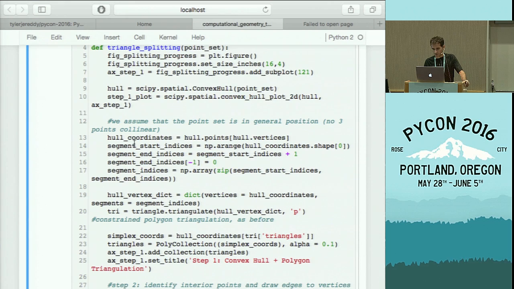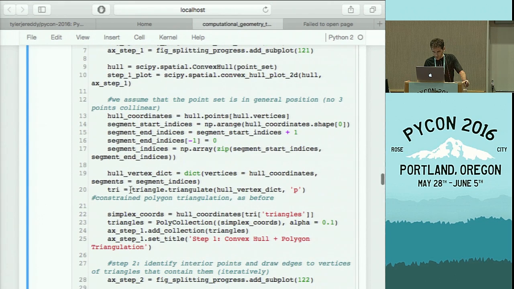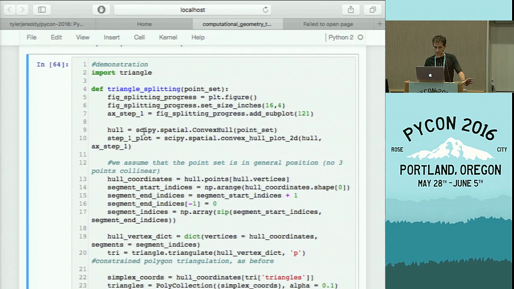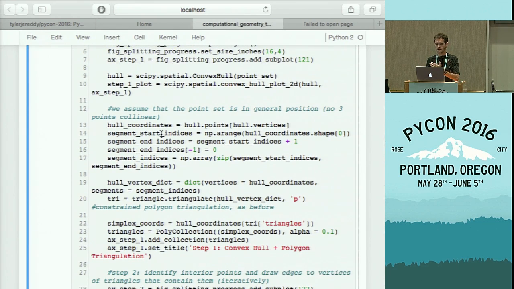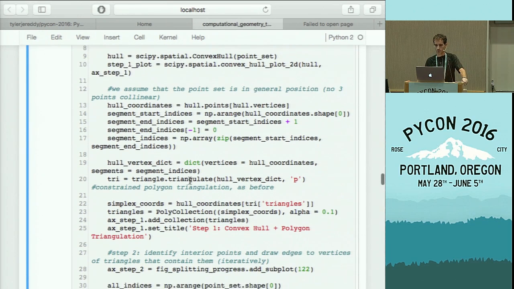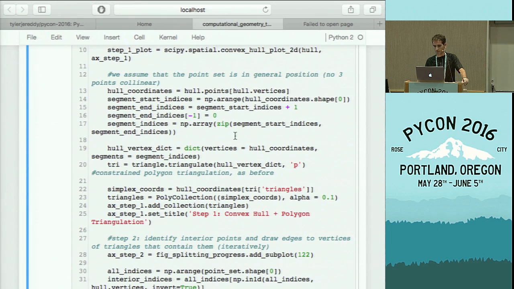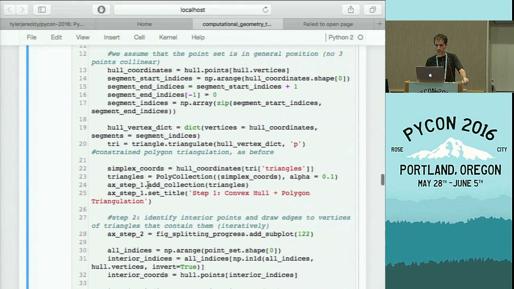So we effectively just use the triangle library here. We calculate the convex hull first. That's fairly straightforward: scipy.spatial ConvexHull. We pull out the hull coordinates, using the indices of the vertices on the points, so that tells us which points lie on the convex hull. Then we want the connectivity, the segments, which are fed into the triangle library. So we have this dictionary which contains the vertices and the connections between those vertices, and that's what's needed by the triangle library.